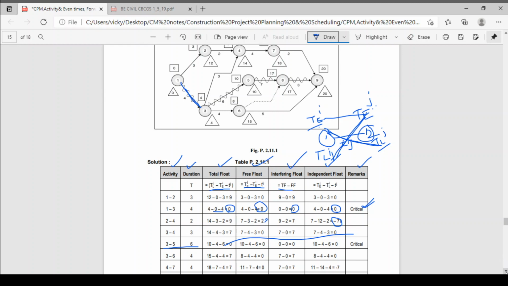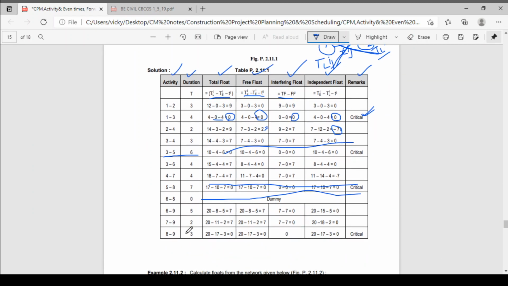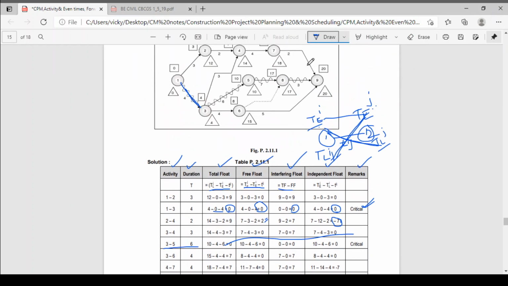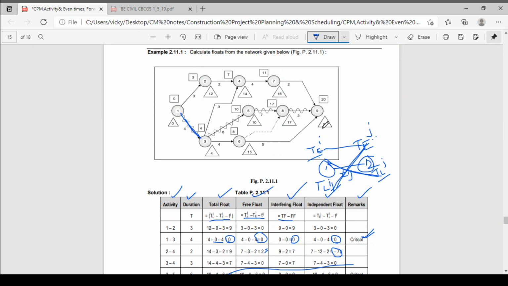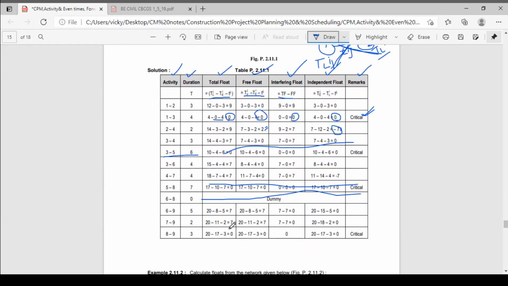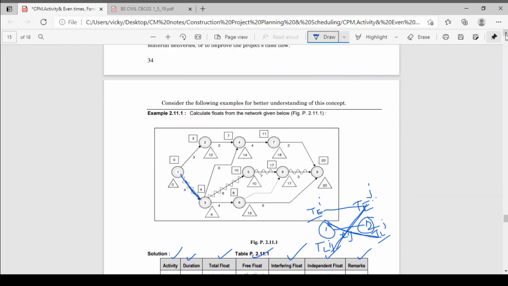Okay, now we'll check randomly another activity, suppose 7-9. Okay, we'll check the 7-9 activity. See here, activity number 7-9. Now first total float: 20 - 11 = 9, 9 - 2 = 7. Okay, means total float is 7.